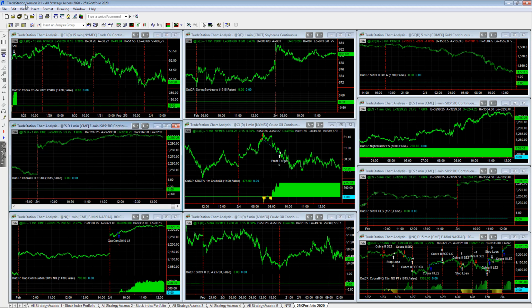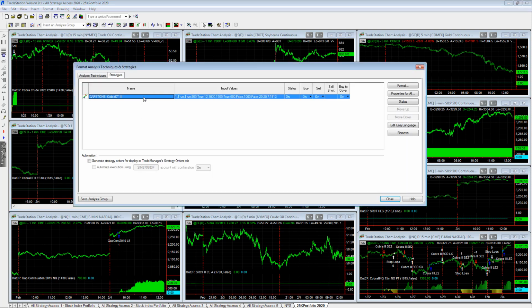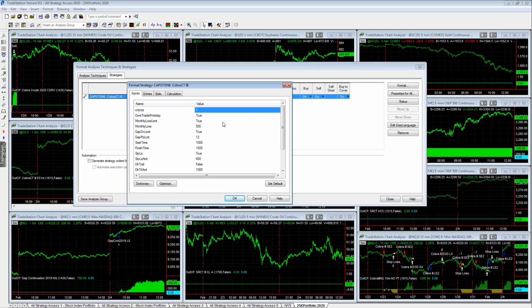Cobra CT3 ES. Let's take a look at that. We have a monthly loss limit of $500. So if you're down $495 on the month based on your trades, and you come in here, you will still have a $600 stop loss. It will not just risk $5 on the next trade. That's on a closed trade basis. So it could exceed this monthly loss plus a stop loss and slippage and commission amount.